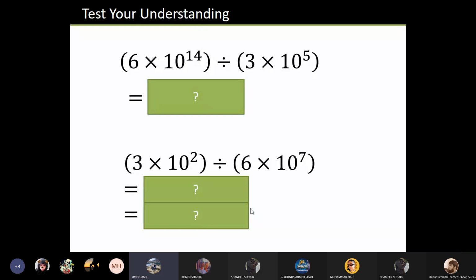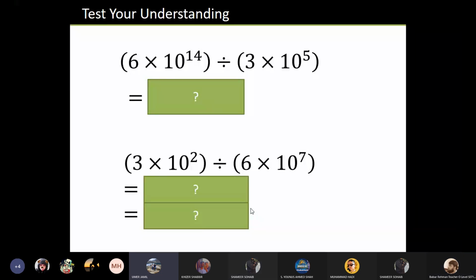Next one. Now, Umar Jamil, please. Yes, sir. Umar Jamil, start teaching the students. And if they have any queries, you will explain. Otherwise, I will also guide. Okay, sir. Now we are on dividing standard form. A basic standard form is given in front of you. It is 6 multiplied by 10 to the power of 14 divided by 3 multiplied by 10 to the power of 5. First, we have to divide 6 by 3.